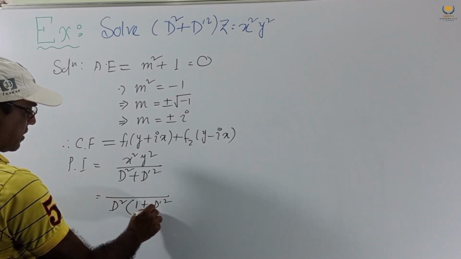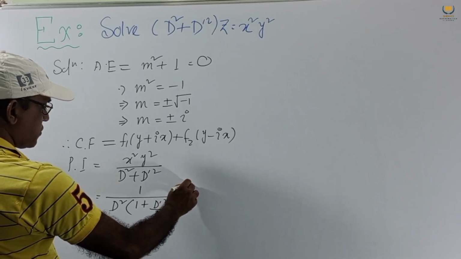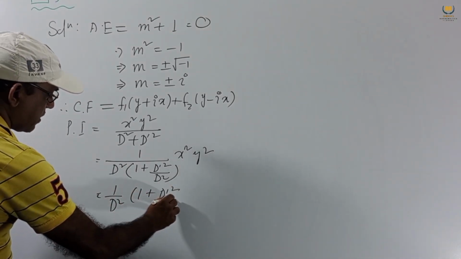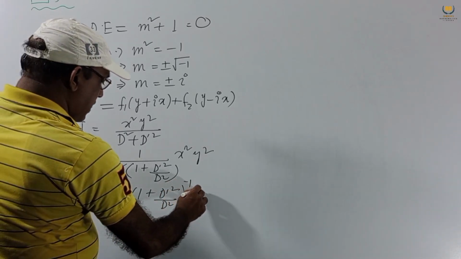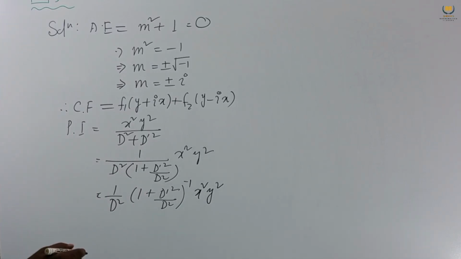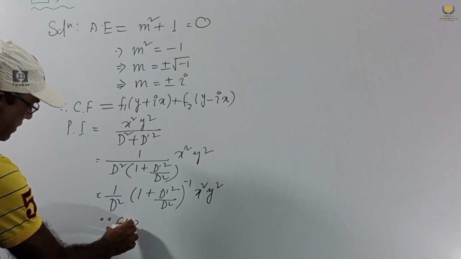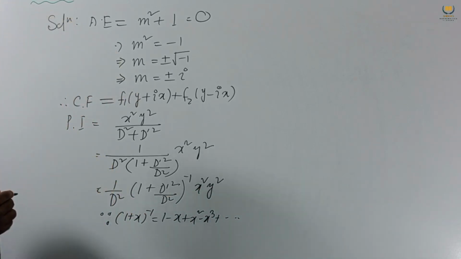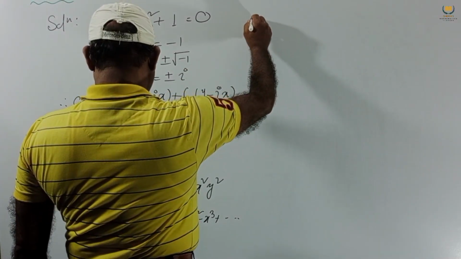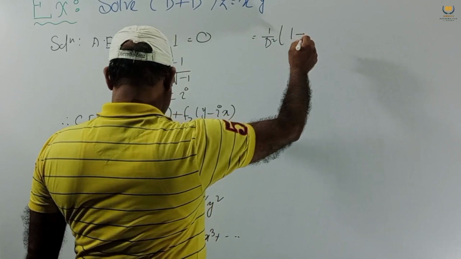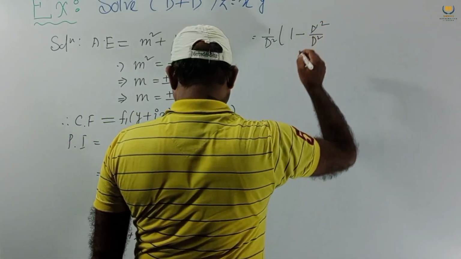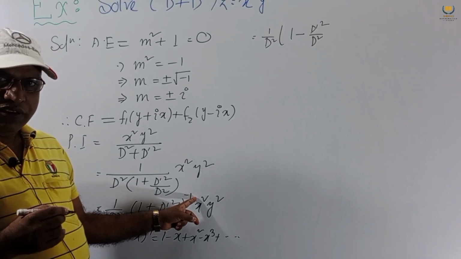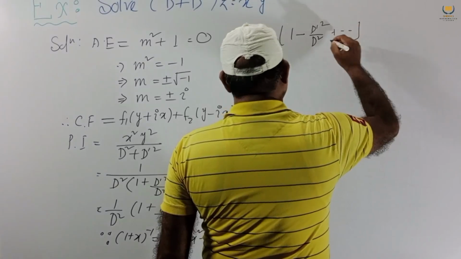So 1 plus D dash squared by D squared, times x squared y squared. This is 1 by D squared, and taking in the numerator 1 plus D dash squared by D squared all to the power minus 1, times x squared y squared. In the binomial series, we know 1 plus x whole to the power minus 1 is 1 minus x plus x squared minus x cubed plus dot dot dot. Now expand this in the binomial series: 1 minus D dash squared by D squared. Here the maximum power is 2, so no need to write other terms, because if we differentiate 2 times, we get a constant.